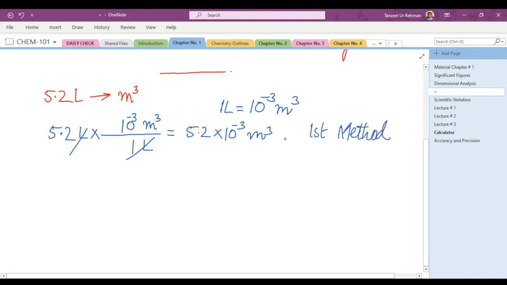Okay, now there is a second method. If you don't know this conversion factor, then you have to calculate step by step. Now, what is that method? Here I can write the second method.